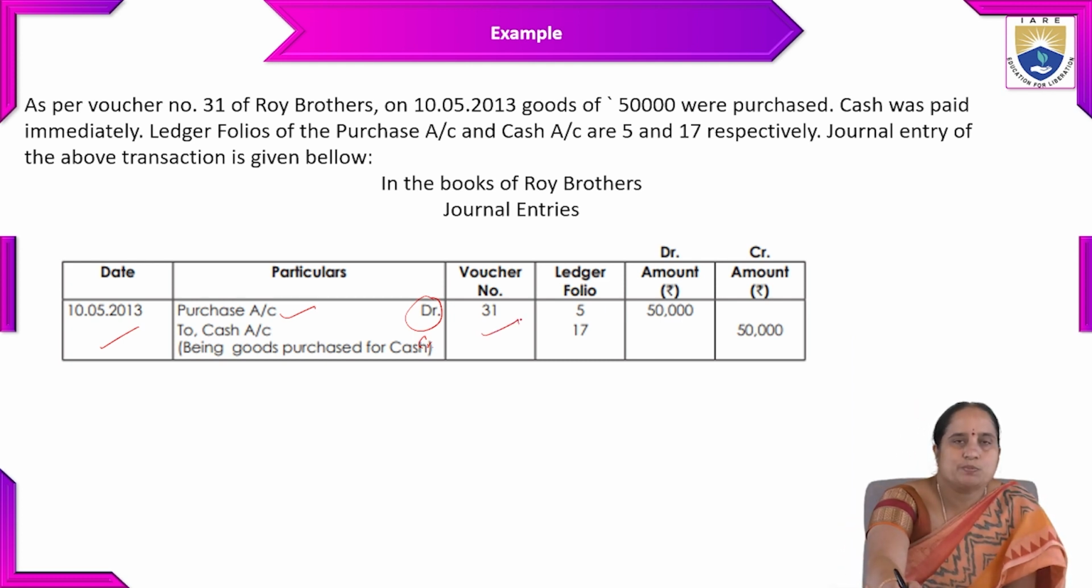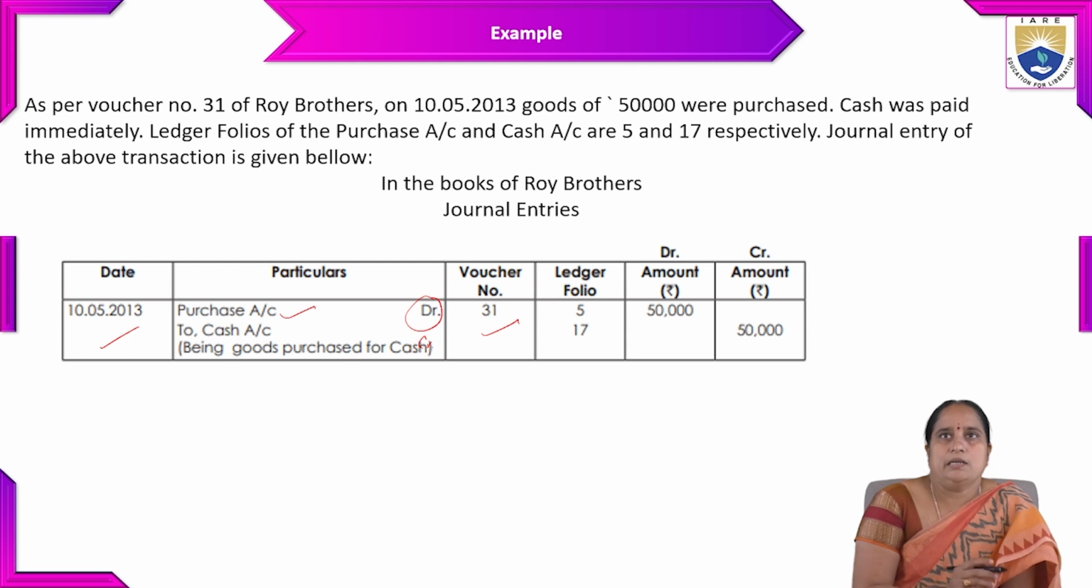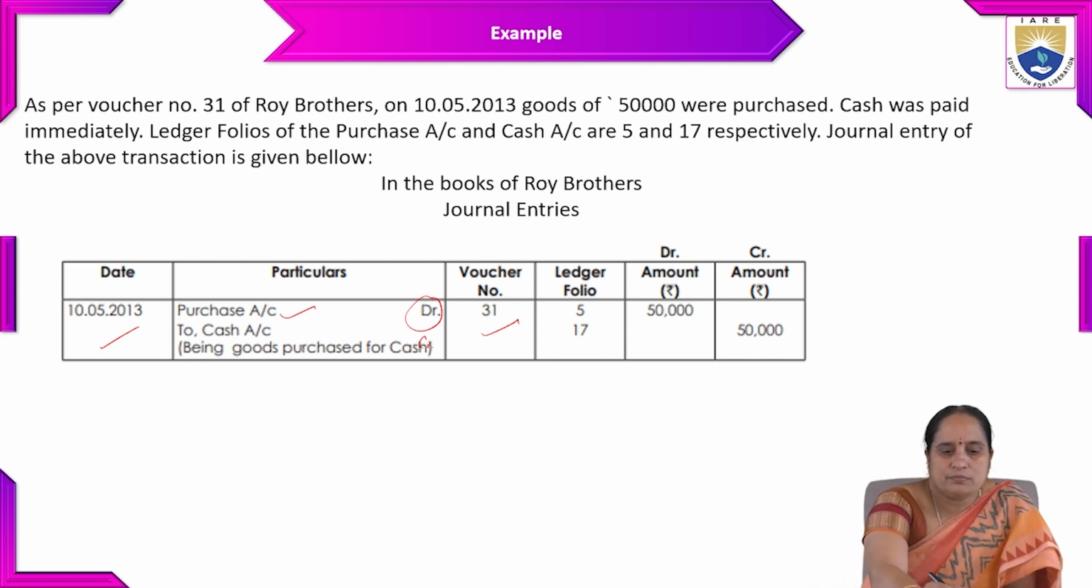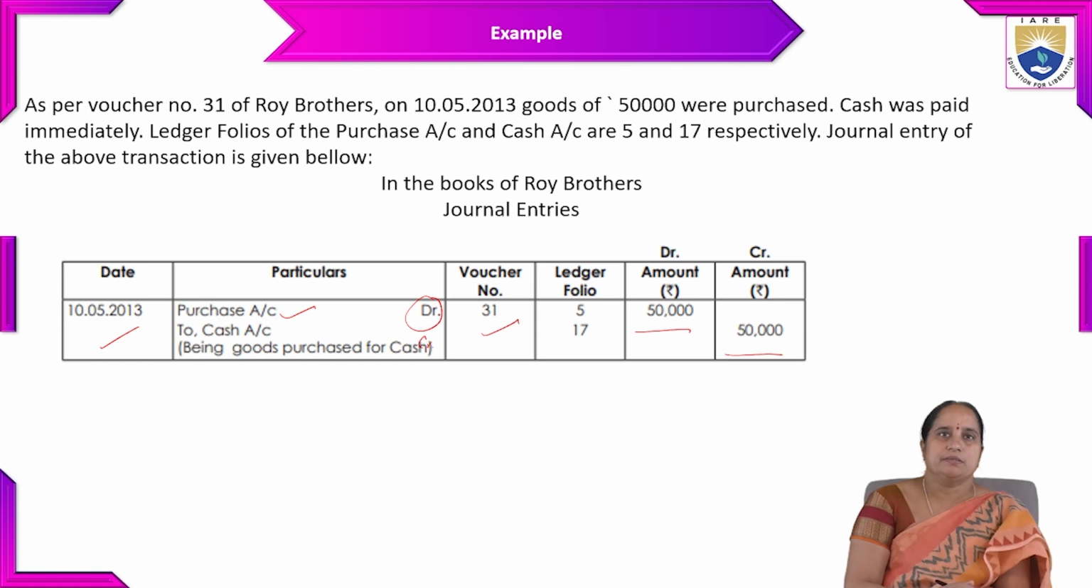The narration, the explanation we have given, is being goods purchased for cash. The voucher number is clearly specified, voucher number 31, and the ledger folio we also mentioned. These transactions we also post in another book, which is known as the ledger, in which page number 5 relates to the purchase account, and the same transaction is also mentioned on page number 17 of the ledger in the cash account. The amount which we mentioned on the debit side is 50,000. The same amount is also mentioned on the credit side in the cash account.